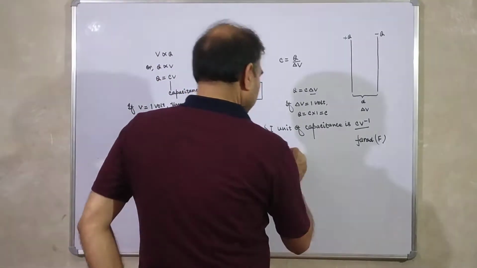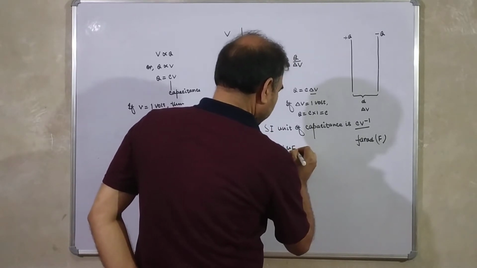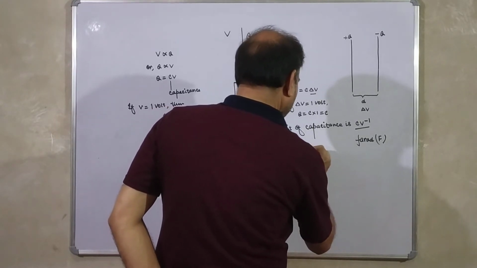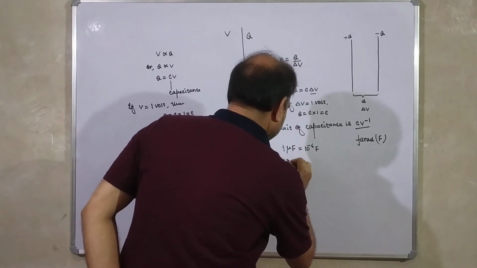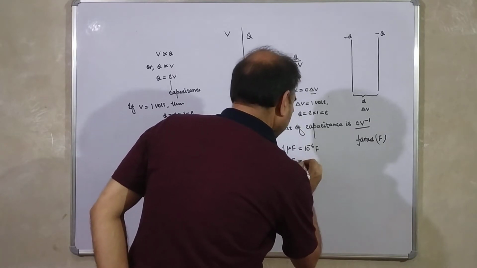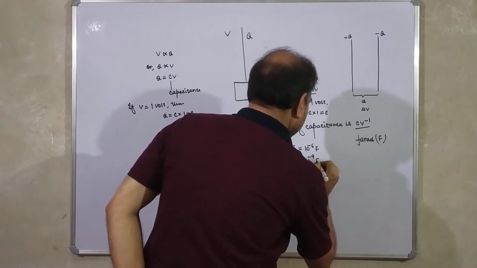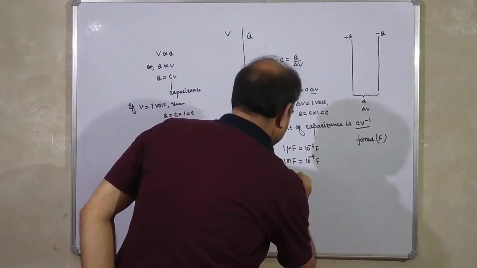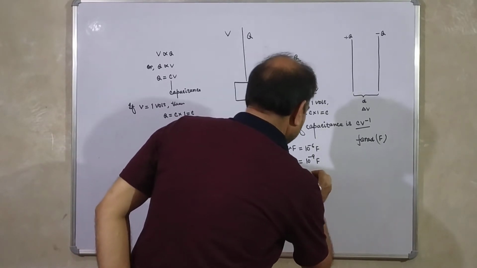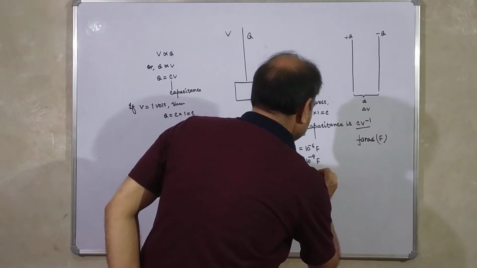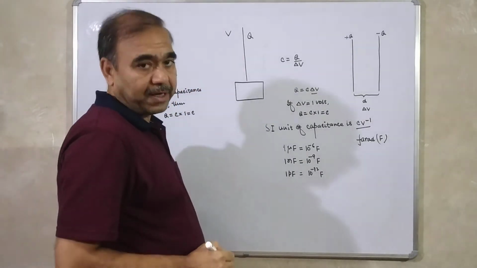See here, 1 microfarad is equal to 10 to the power minus 6 farad. 1 nanofarad, that is equal to 10 to the power minus 9 farad, and 1 picofarad, small p, that is equal to 10 to the power minus 12 farad. Right?